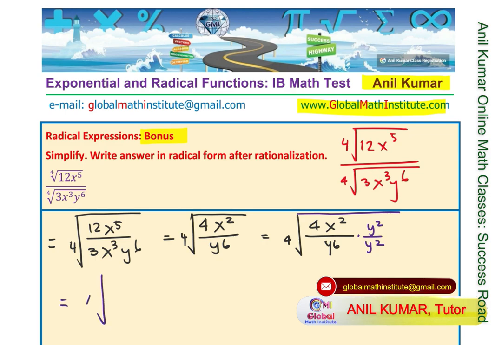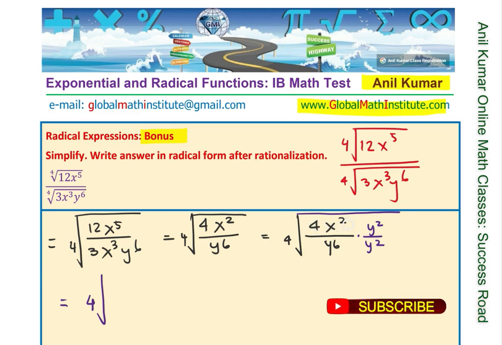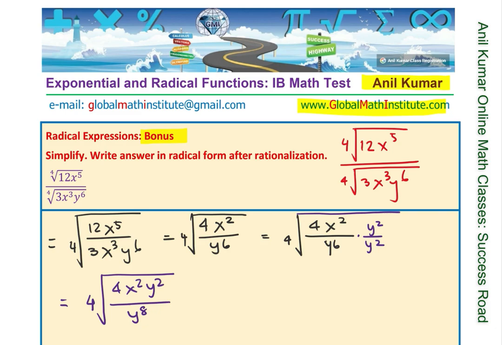So we have the 4th root, and in the numerator we have 4 x squared y squared, right? So all are squares, right? And here we have y to the power of 8. Correct? So we can square root it further. And so we could write this as a radical, right? And then the square root of the inside terms, which is 4x squared y squared over y to the power of 8.